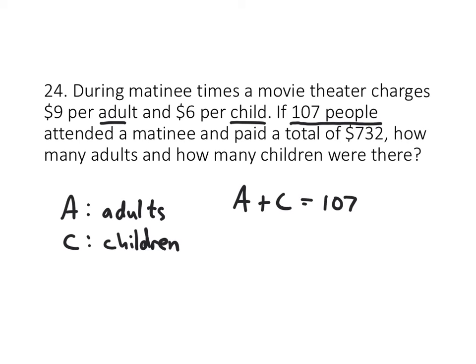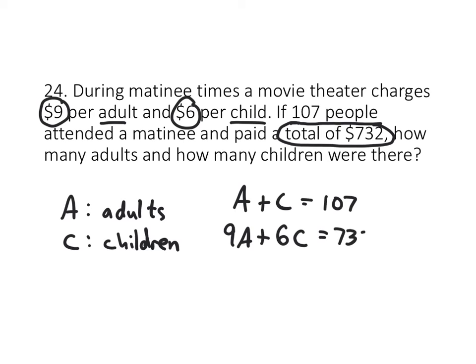The second equation comes from the total amount of money raised, $732. How much money was raised from the adults? Well, each adult paid $9. So that's 9 times the number of adults, added to the amount of money paid by children, and that was $6 for each child, 6c. That has to equal 732. We'll go ahead and solve this system on the next screen.